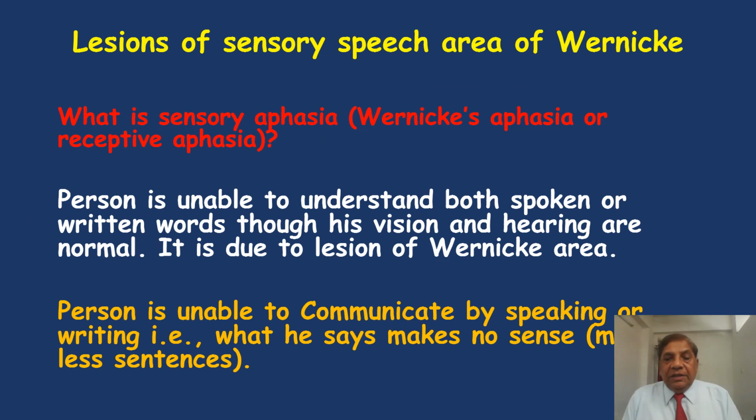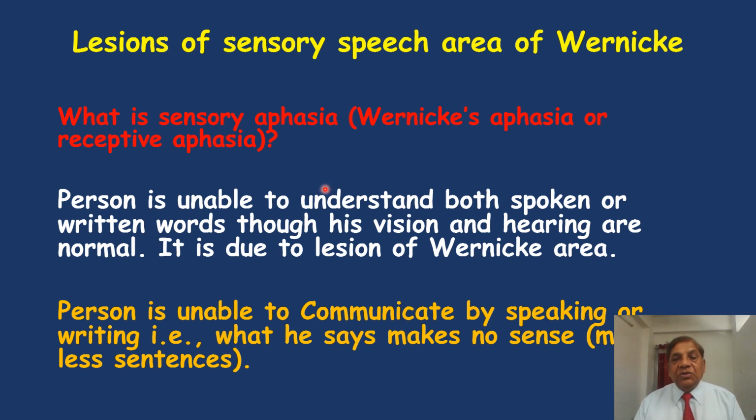Now, if you see a lesion of this Wernicke area, whether it is extensive or limited to the superior temporal gyrus, it will destroy this sensory speech area, and this will lead to a condition called sensory aphasia. It is sensory aphasia, which is also known as Wernicke's aphasia or receptive aphasia.